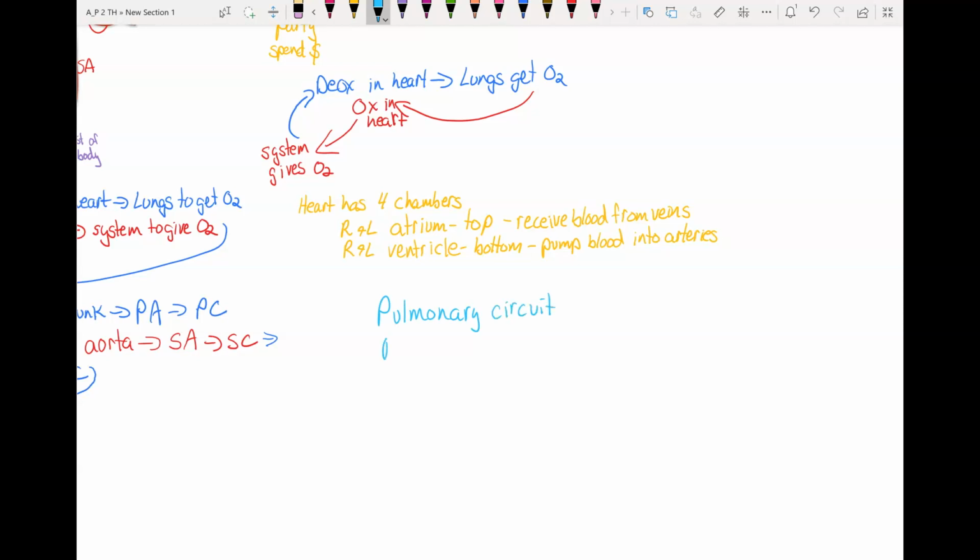The pulmonary circuit is the right side of the heart to the lungs. And the systemic circuit is the left side of the heart to the body. Both circuits begin with an atrium. So the pulmonary circuit is going to begin with the right atrium, and it's going to end with the pulmonary veins.